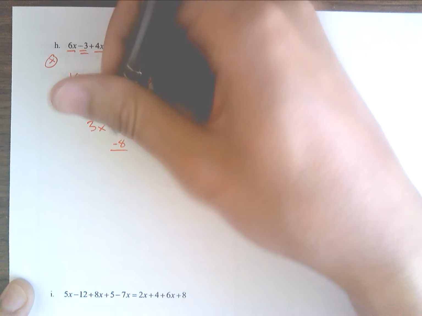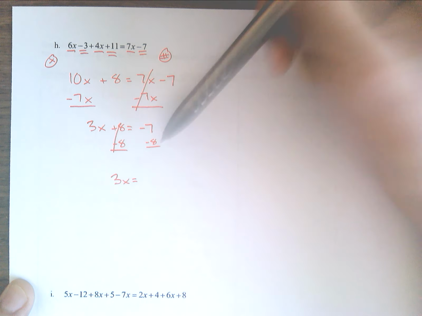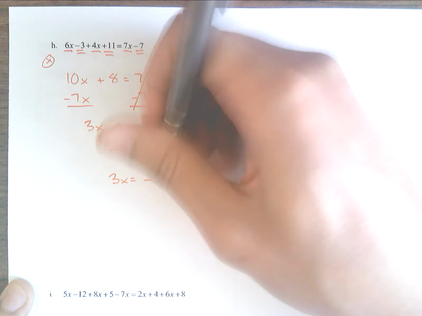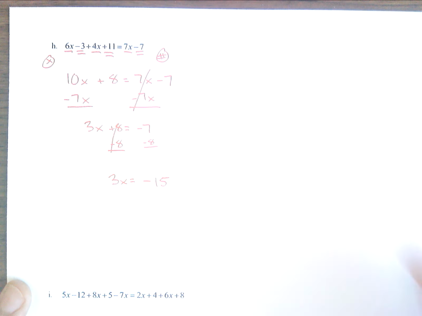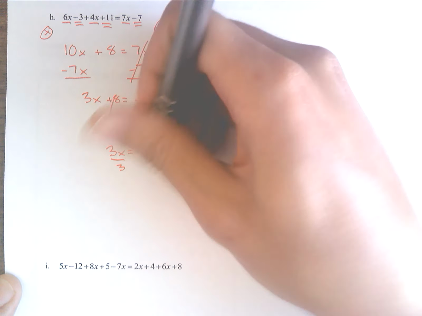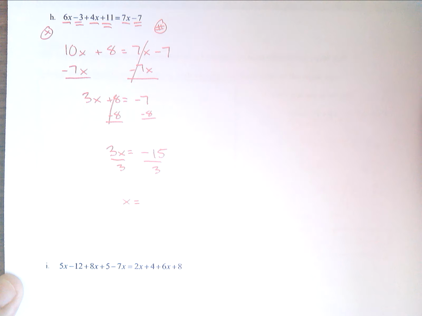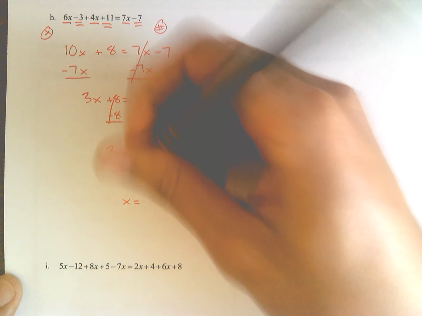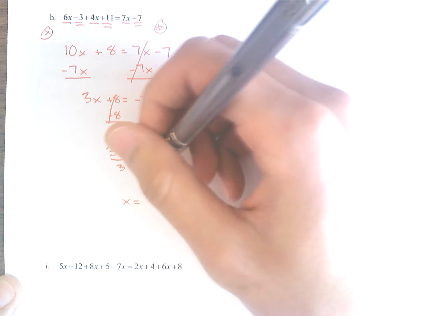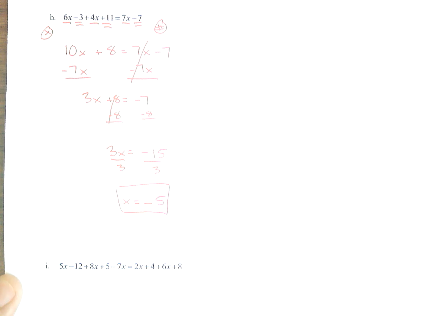So over here, these cancel. And we have 3x equals, well, negative 7 minus 8. You can plug that in your calculator. You'll get negative 15. And then one more step. We have 3x equals negative 15. We have 3 times x, so to get rid of that, we divide by 3. Dividing by 3, we have negative 15 divided by 3, which is a negative divided by a positive, which is a negative. 15 divided by 3 is 5. So we get x equals negative 5.